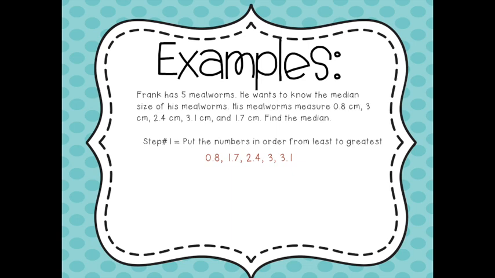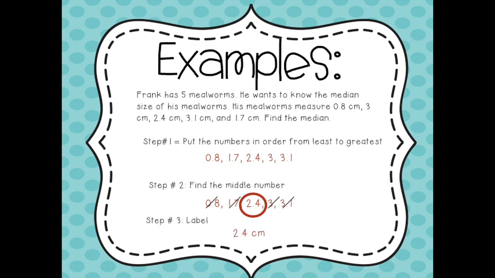Hopefully you got the same answer as I. Step 2 is going to be to find the middle number. I start on the outside and I work my way in. So when given the numbers in order from least to greatest, I'm going to decide, is 0.8 in the middle? Nope, it's not, so I strike it out. Is 3.1 in the middle? Nope, so I strike it out. How about 1.7? Is that in the middle? Nope, strike it out. How about 3? Is that in the middle? Nope, strike it out. I'm left with one middle number, which is 2.4. Last step, make sure you label. It is in centimeters, so my answer is 2.4 centimeters.